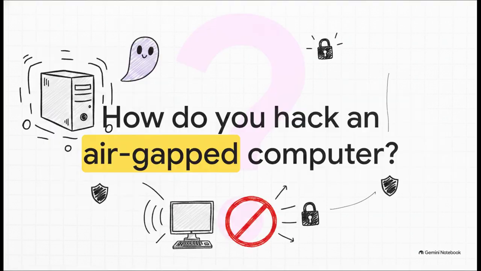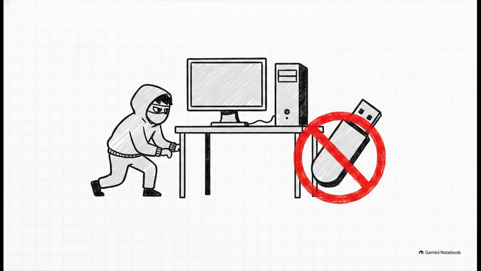But what if you want to take that physical isolation to the absolute extreme? What if you build an air-gapped system, meaning there is literally a physical gap of air between this computer and any other network in the world? How do you hack a computer that has zero connection to the outside? Well, the answer is surprisingly low-tech. Hackers literally have to cross the air gap.